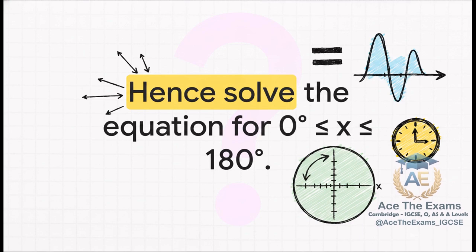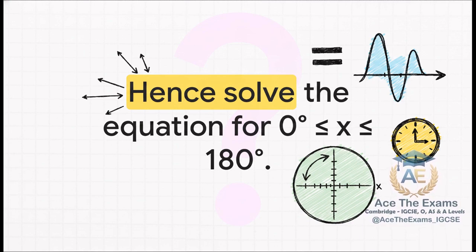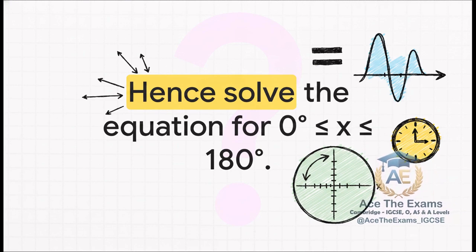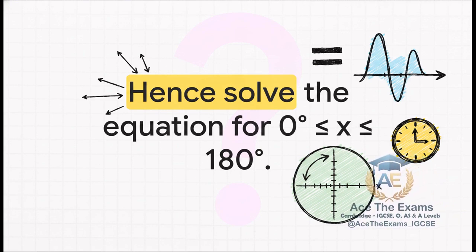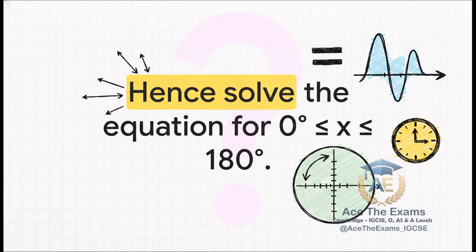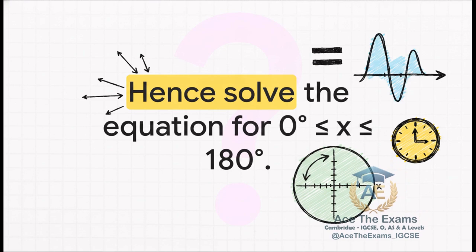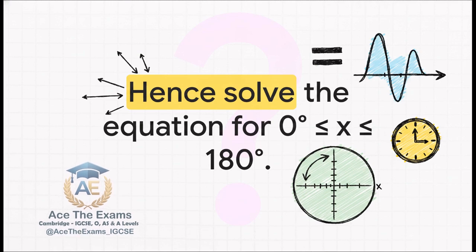In Cambridge exams, hence is a strict command. It demands that you immediately recycle the identity you just proved. Whatever you do, do not try to resolve the massive fraction. You just proved that the whole left side is equal to tan. So because the angle is 2x, the equation simply becomes tan 2x equals 1. Suddenly, solving for x between 0 and 180 degrees goes from a complete nightmare to a basic trig calculation.